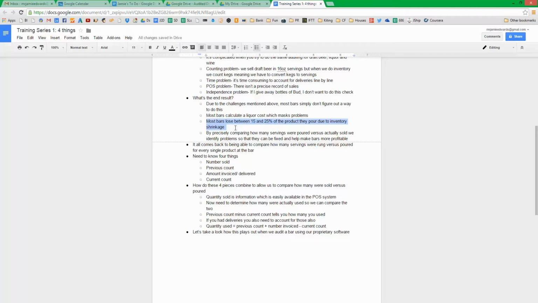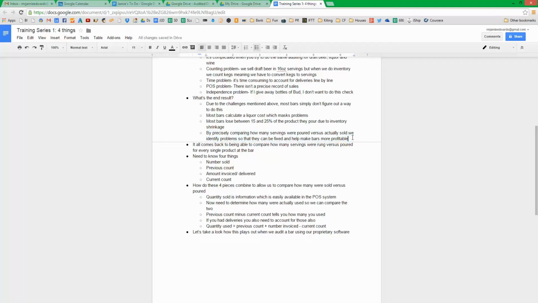That might surprise you, but most bars are losing between 15 and 25 per 100. Using our example, we were only using 5 per 75 we sold, whereas most bars instead are losing between 15 and 25 per 100. Anyway, by precisely comparing how many servings were poured versus actually sold, we identify problems so that they can be fixed and help make bars more profitable.